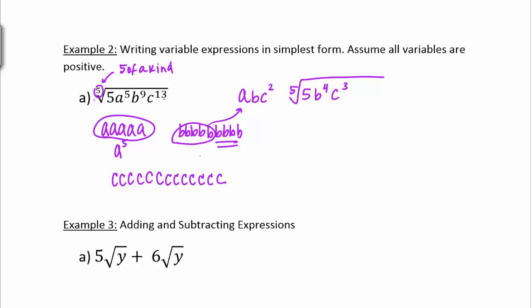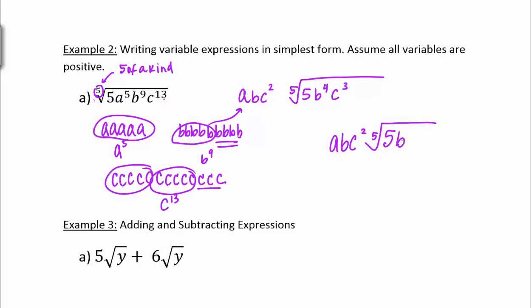And I hope that everybody's writing this out. So if I have 13 C's and I'm looking for groups of 5, I've got one group of 5, 2 groups of 5 with 3 left over. So I have 2 brought out front, that's why I have a c squared, and a 3 left over, so c to the 3rd stays underneath. So I'm going to write this a little bit prettier. ABC squared times the 5th root of 5, b to the 4th, c to the 3rd.